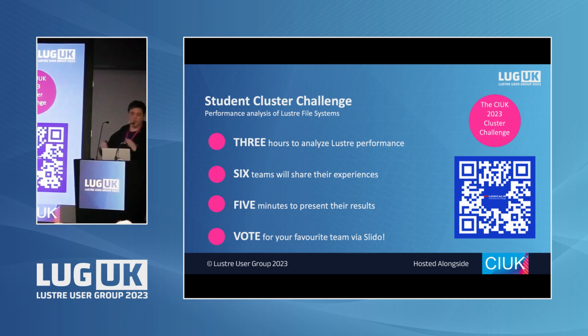But firstly, we probably need to go back a little bit and have a look at what's been going on. The student cluster challenge itself was effectively a challenge with 3 hours to analyze Lustre performance. We had 6 teams that will share their presentations of how they experienced that. Bear in mind that this is the first time that they've actually touched Lustre. They have 5 minutes to go through this at a very high level, so it's a whistle-stop tour of their experience.